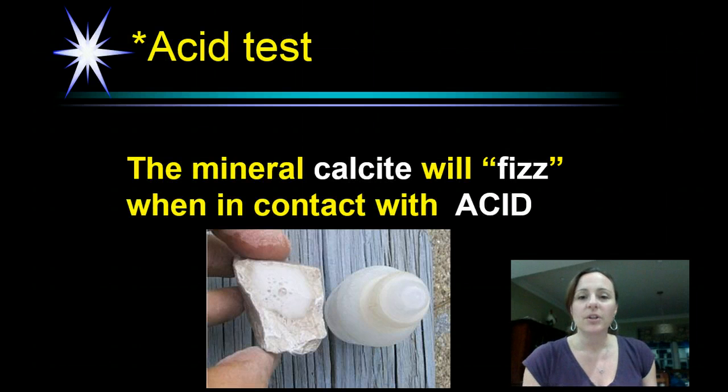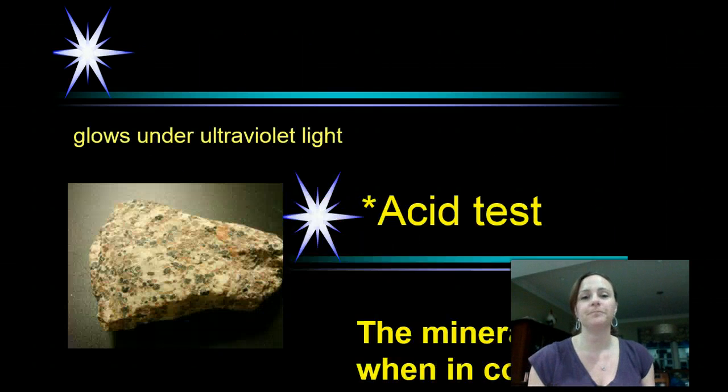Another way we can determine a mineral's identity: some minerals will actually fizz when they come in contact with hydrochloric acid. Again, the mineral calcite will do this. We will not be using acid in our practice at school.